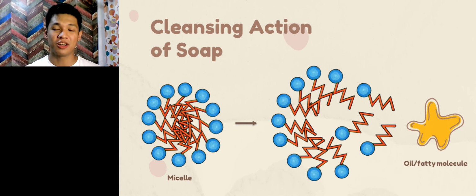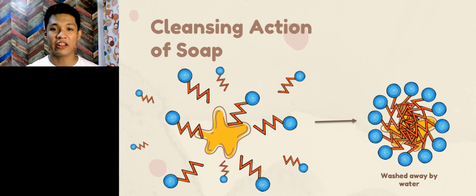When soap molecules dissolve in water, they form micelles, which are spherical clusters of soap molecules with water attracting heads on the exterior and water repelling tails on the interior. The micelles then adhere to any dirt or fatty molecules, encasing them, and they are rinsed away by the water.